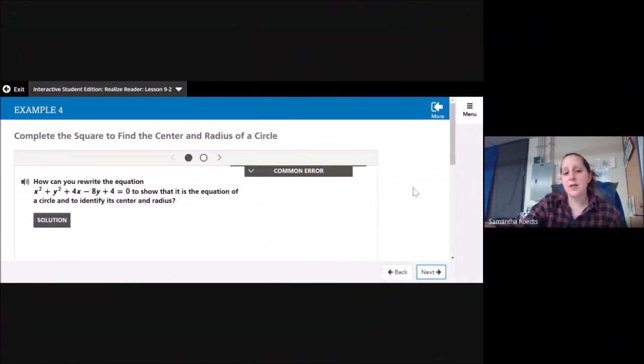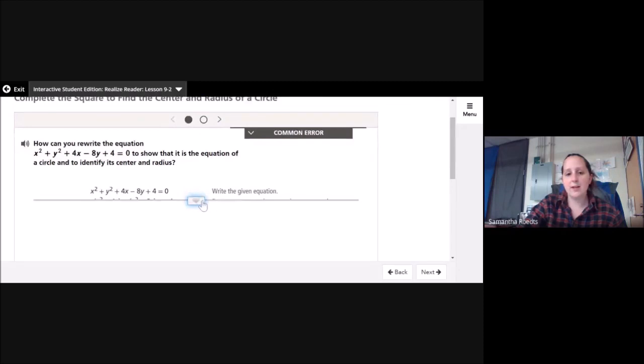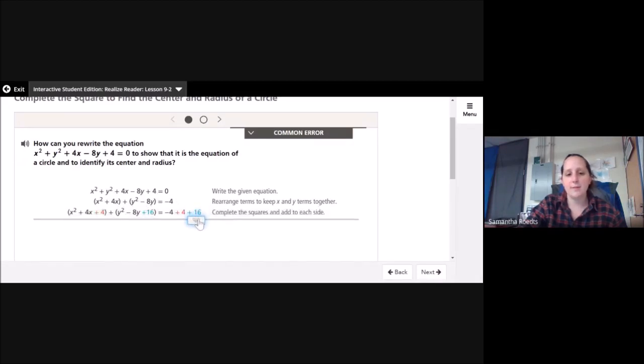Example 4, complete the square to find the center and radius of a circle. How can you rewrite the equation x² + y² + 4x − 8y + 4 = 0 to show that it is the equation of a circle and to identify its center and radius? So I'm going to rewrite the given equation. I'm going to rearrange the terms to keep x and y terms together. So I put my x terms together, x² + 4x, and my y terms together, y² − 8y. And then I move this plus 4, my constant, to the other side.